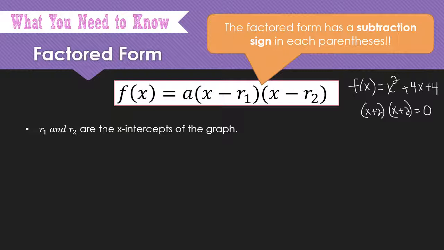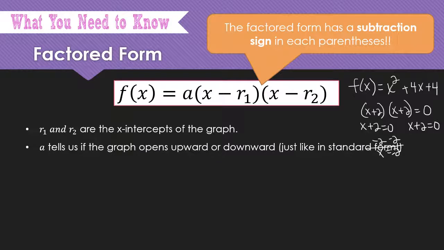Now a step further, r sub 1 and r sub 2 are the x-intercepts of the graph. So those are my solutions. Remember, we would take each of my binomials and set each of them equal to 0 to find my answer. So when I do that in this example, notice how I get x equals -2 when I move that 2 to the other side. So r1 and r2 are the opposite sign. If you have a negative, it's really going to be a positive x-intercept, and if you have a positive, it's really going to be a negative x-intercept, because you have to move that constant to the other side to solve.